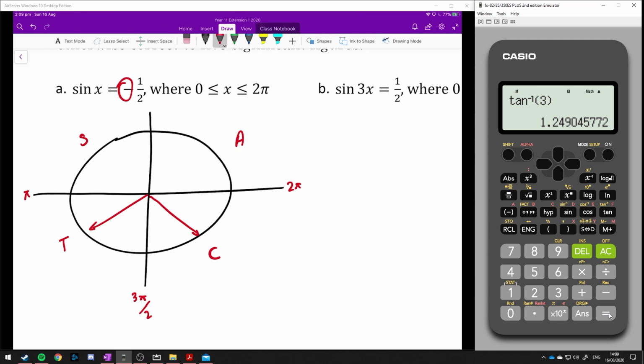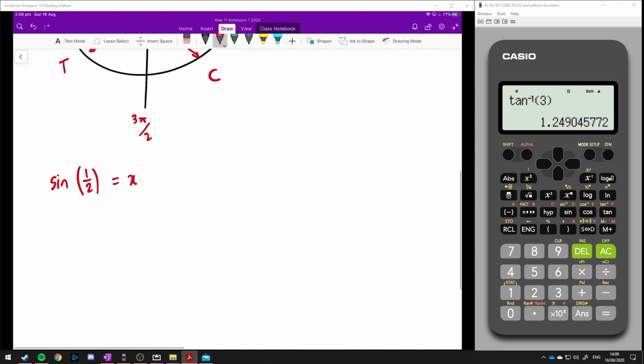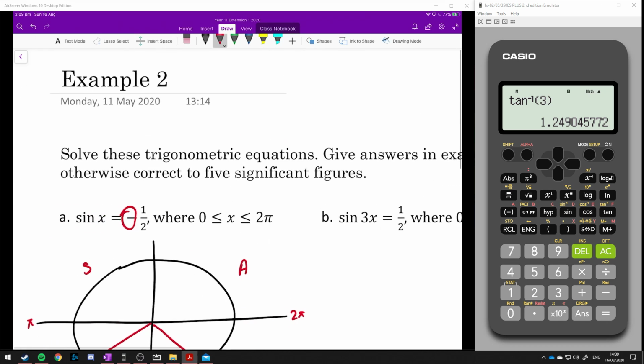Now we need to think back to the related acute angle. So sine of x is equal to negative 1/2, which means we need the acute angle whose sine is a half. So let me rephrase that: when is sine of x equal to positive a half? Thinking back to the acute angles, so going back over to the exact values.